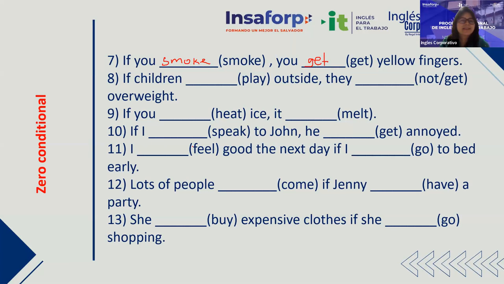Gabriela, can you do number eight? Gabi, Gabi. If children play outside, they don't get overweight. Exactly. Children play outside, they don't get overweight. Very nice. Number nine, Carla Maria.